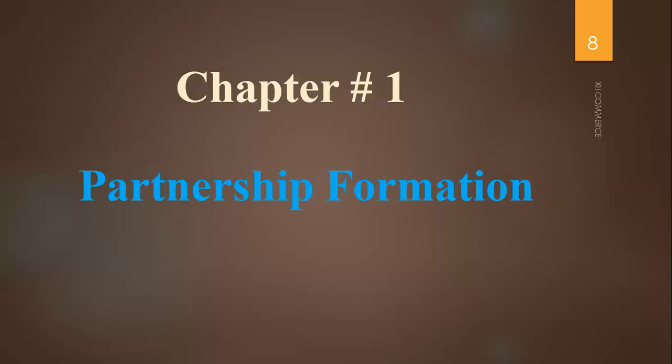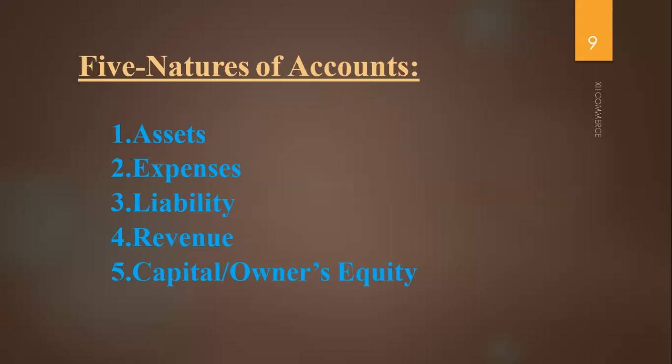First of all, this is the name of the chapter, the partnership formation, in which you have to prepare the simple balance sheet. In partnership formation, we have two or more partners, and these partners are forming their business by having their assets, liabilities, and capital. We have five natures of accounts named as assets, expenses, liabilities, revenue, and capital. We can say AELCR.